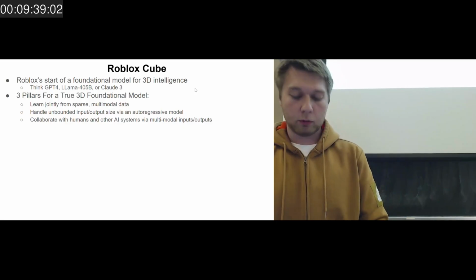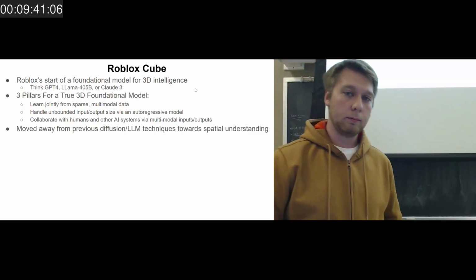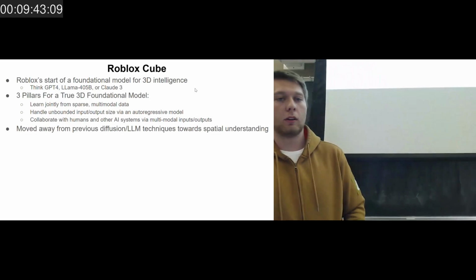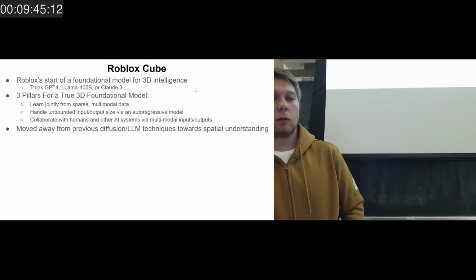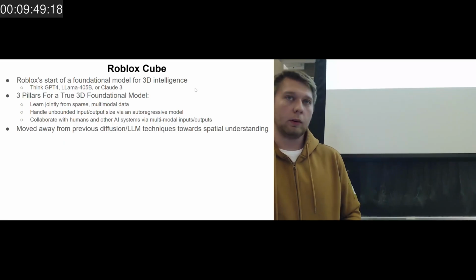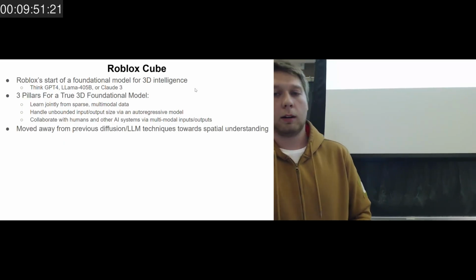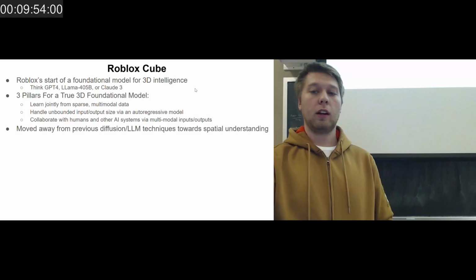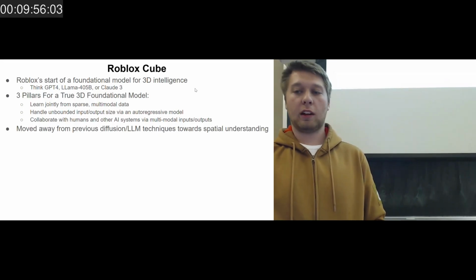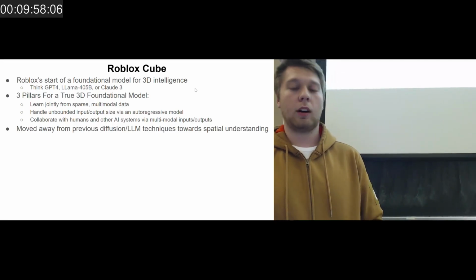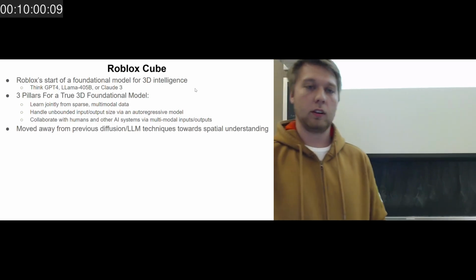So that's what they lined out as the start for something to truly mean to be a 3D intelligence model. They also moved away from previous diffusion and those large language model techniques, whether that's interacting with Blender, generating the object files or using diffusion, and wanted to move towards actual spatial understanding and have a model that understands what 3D space is.